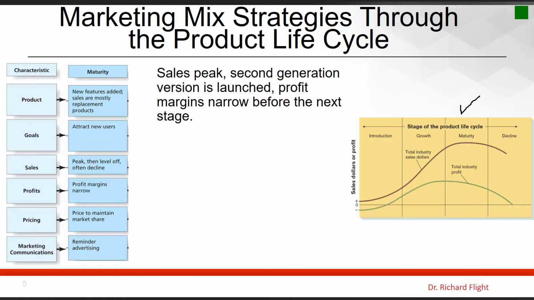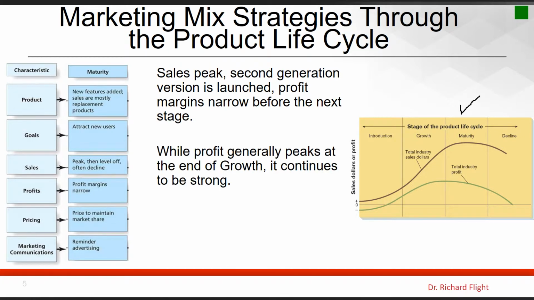We update the old service. We do second and third generation type things to increase and motivate consumers. We do advertising to remind customers that we're still in the market, and to remind them to come back.